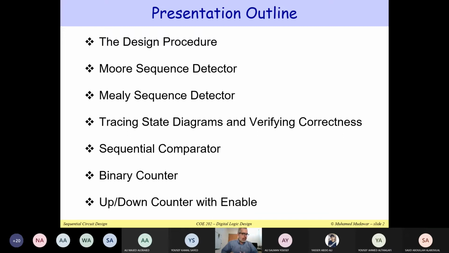So when we design, we have to verify the correctness. I'm going to talk about different examples, starting with sequence detector. I'll talk about sequential comparator, binary counter, up-down counter. So these are different examples that we are going to see.